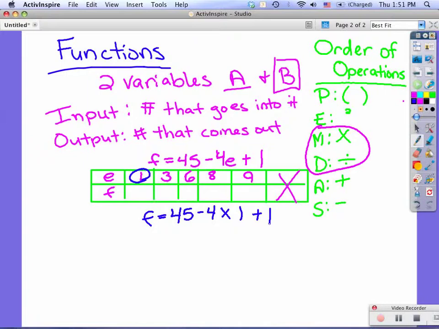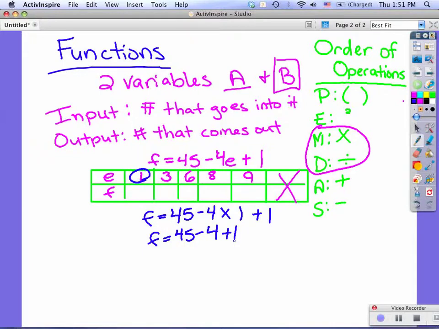I do know what my input is. It's 1. What's the first thing I need to do? Look at my order of operations. Do I have parentheses? Do I have exponents? Do I have multiplication? Yes. What's the first thing I need to do? Multiply. F equals 45 minus, what's 4 times 1? 4 plus 1.